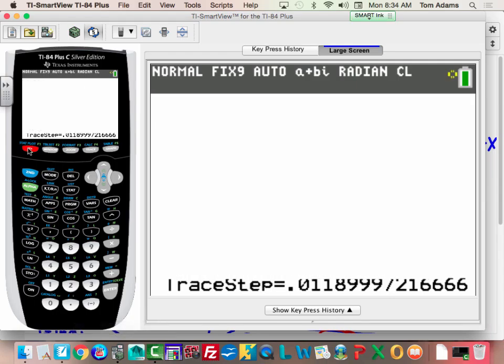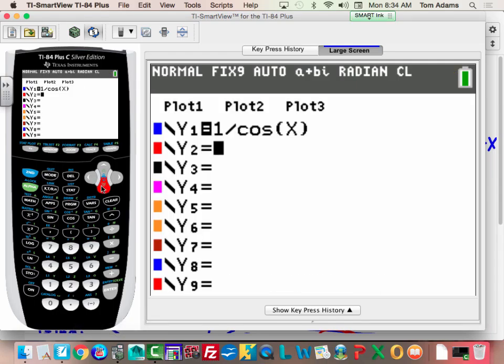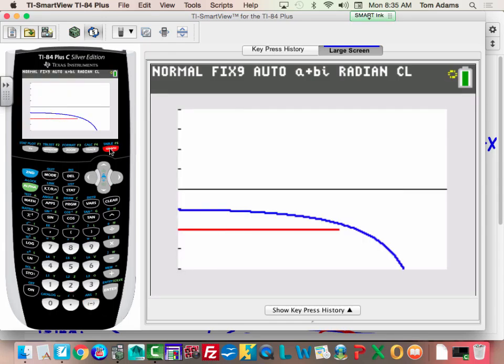So one last thing I'm going to do is graph. What am I going to graph? How do I solve when secant of x equals something? I've got secant of x already graphed, and I want to know when it equals -2. So you're just going to graph -2, and then see where they intersect.